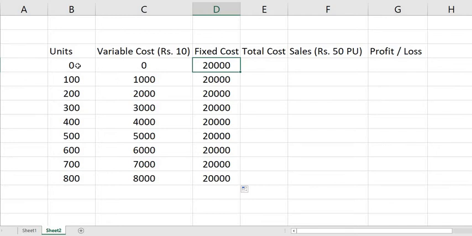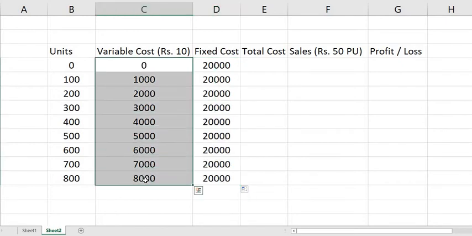Now whether you produce 0 units or 800 units, fixed cost will remain the same. It will be 20,000 at all the levels of output. But whereas the variable cost will change according to the levels of output. Per unit variable cost is fixed at rupees 10, but the total variable cost will change.